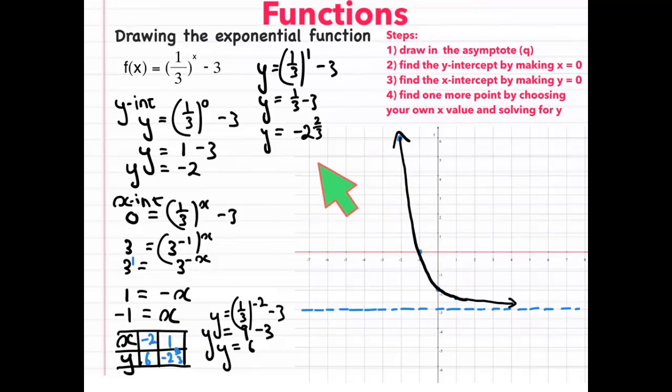So please remember, always draw in your asymptote. Look at your a value to see if it's above or below the asymptote. Look at your b value to look at the shape of your exponential function, and then calculate your x-intercept and your y-intercept. Choose any other value just to make sure about the shape, draw it in accurately, and then you're done. Brilliant. So hope to see you in the next lesson, where we will look at determining the equation for an exponential function. Bye.